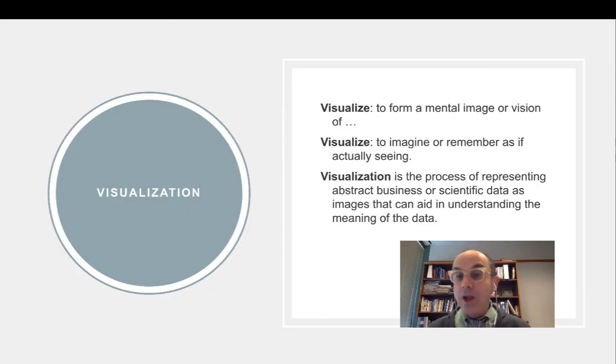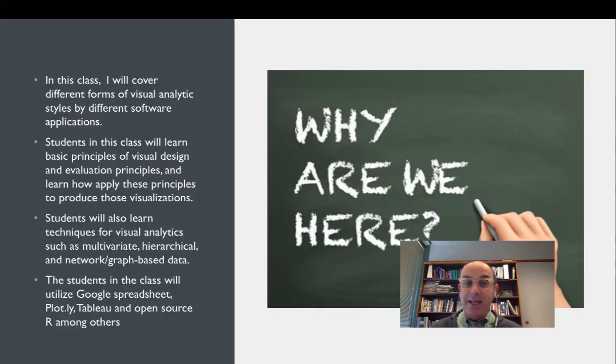To visualize, you have to have a form of mental image. Visualization as a verb is to image or remember the actual seeing. Visualization is the process of representing abstract or scientific data as an image that can aid in understanding the meaning of the data.